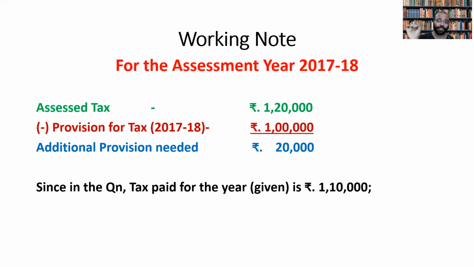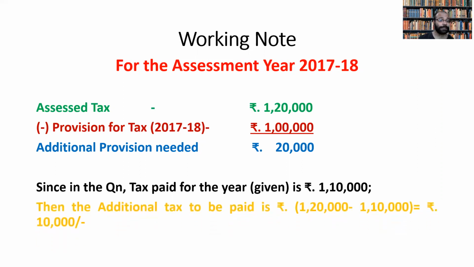After this, in the question, we have something given. The tax paid for the year given in the question is 1,10,000, isn't it? That is already given. Now, since this is given, we have to understand that the additional tax we have to calculate. So how do you calculate the additional tax? That is the assessed tax, which is already there, 1,20,000, minus the tax which is already paid, which is 1,10,000. So 1,20,000 minus 1,10,000, we get 10,000 rupees, which is additional tax being paid.